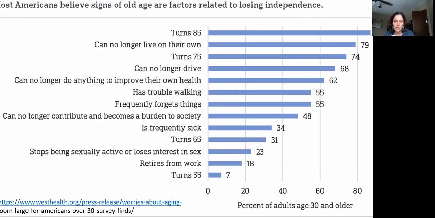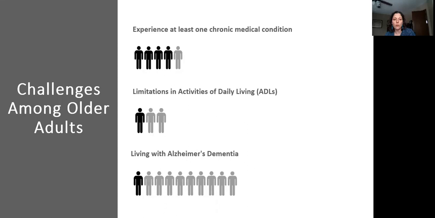But the other thing that we're seeing here is that a lot of the elements that people think about when they think about aging or signs of old age are things that are related to loss of independence or to health problems. So things like not being able to live on your own, not being able to drive, forgetting things, having health conditions, having health problems. And that does not align terribly well with what we actually know to be true about aging.